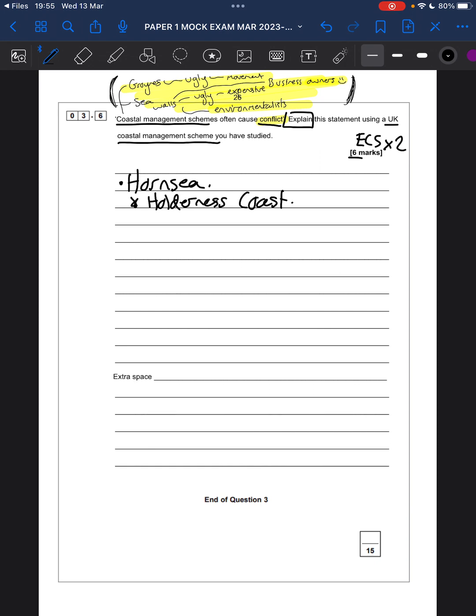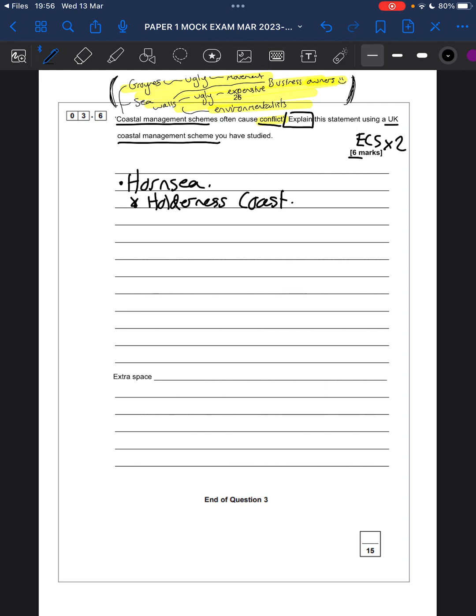So for example, one way a management scheme can cause conflict is seawalls may upset environmentalists as they can damage the environment and can be an eyesore. However, business owners will often like them because whilst they're expensive, they keep their businesses safe. So you can begin to build an argument there. So yeah, there you go.